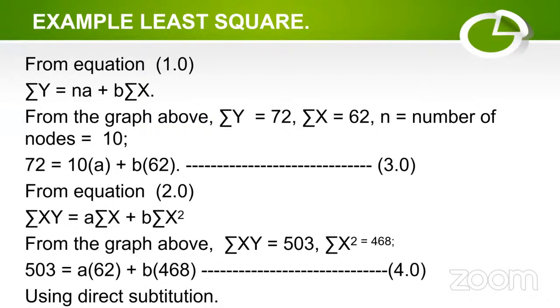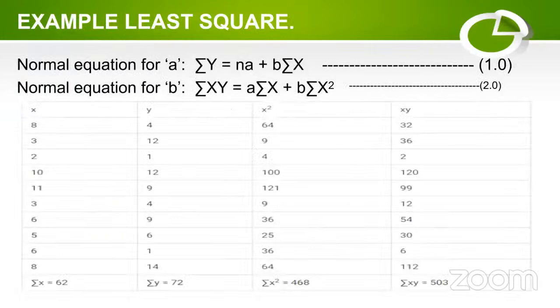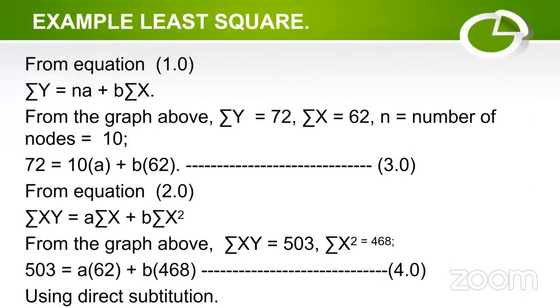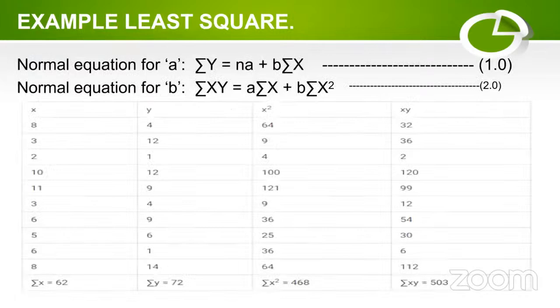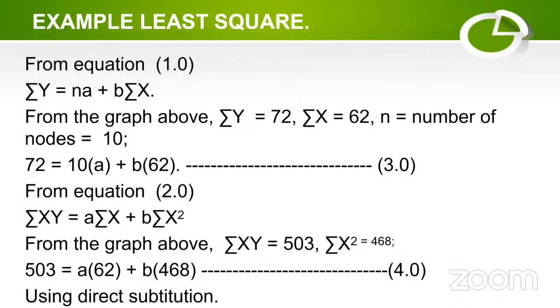And also from equation 2.0, given here, we have the summation of our xy is equal to a summation of our x plus b summation of our x squared. And from our table above, we already calculated that the summation of our x squared to be 468, the summation of our xy to be 503. Substituting those values into equation 2, we now have it as 503 equals 62a plus 468b. Now we have to solve equation 3 and equation 4 to be able to get our a and b values.